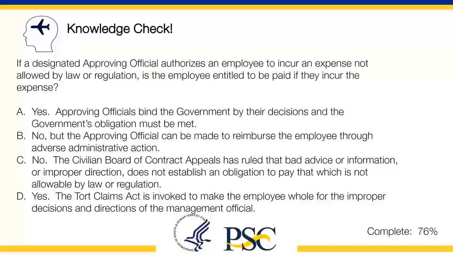C. No. The Civilian Board of Contract Appeals has ruled that bad advice or information, or improper direction, does not establish an obligation to pay that which is not allowable by law or regulation. D. Yes. The Tort Claims Act is invoked to make the employee whole for the improper decisions and directions of the management official. Pause the video, consider your response, and then resume to learn the answer.